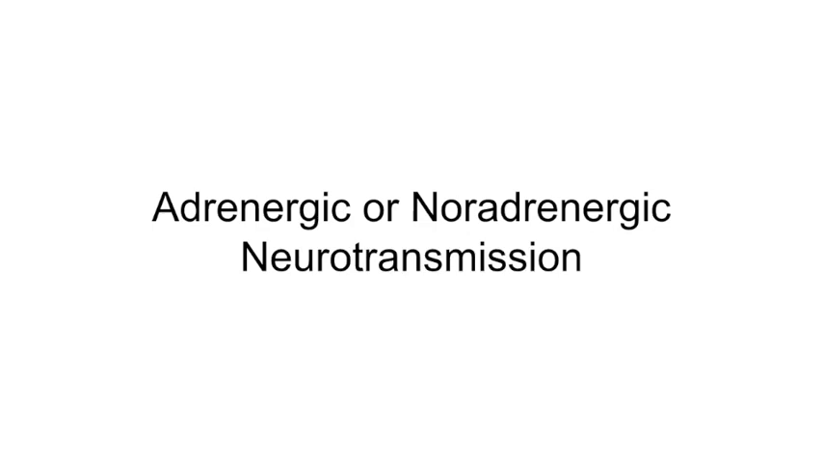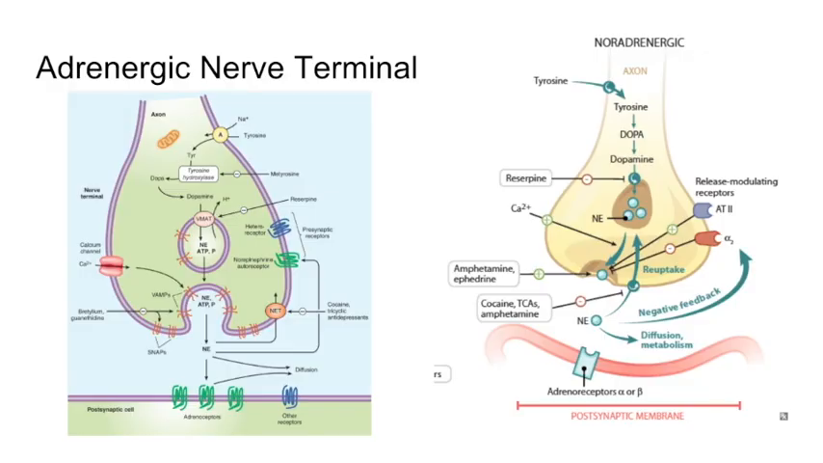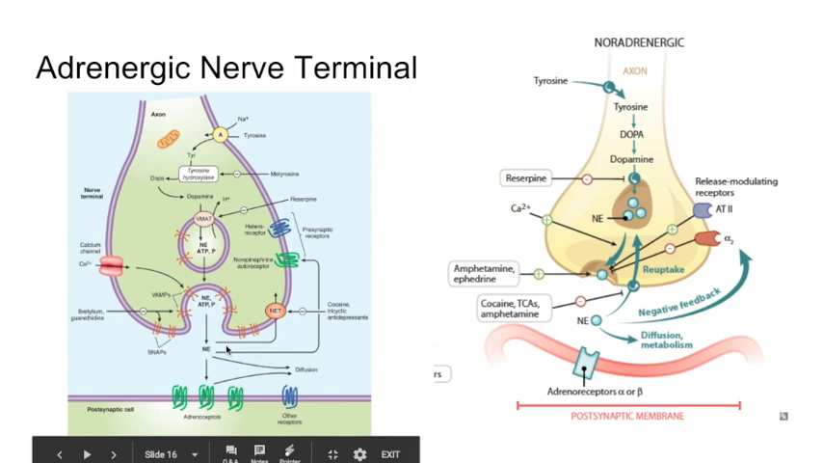All right, we just did the cholinergic neurotransmission, and we're sort of on the home stretch, at least of autonomics, with adrenergic or noradrenergic neurotransmission. As we talked about before, one of the ways of differentiating between the parasympathetic and sympathetic system in the autonomic system is the neurotransmitter that's used. In the adrenergic or sympathetic system, we are mostly using norepinephrine at the level of the nerve terminal.